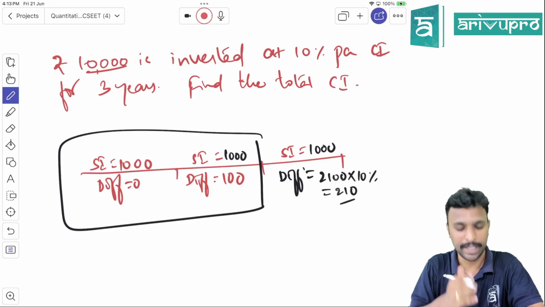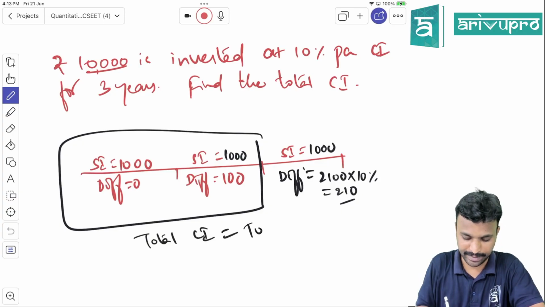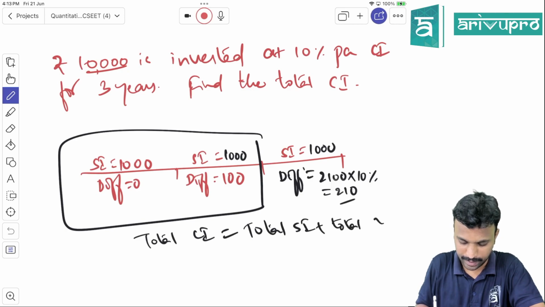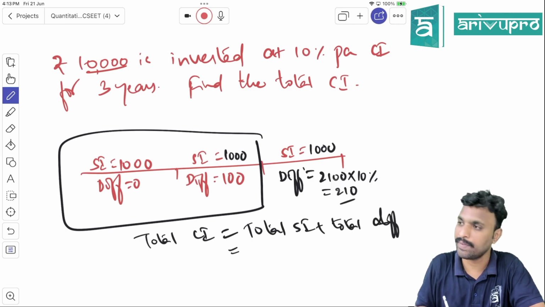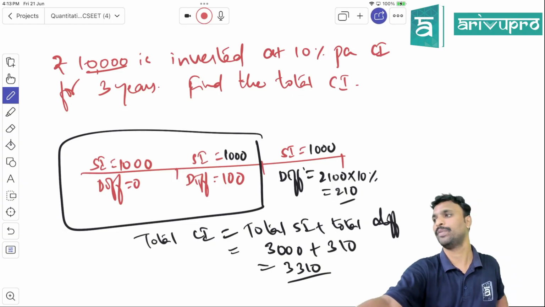Now the total CI is total SI plus total difference. Total SI how much? 3000. Total difference 310. So the answer is 3010.